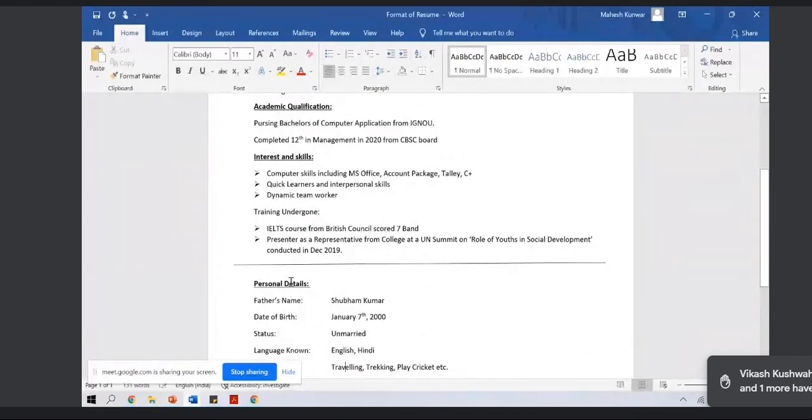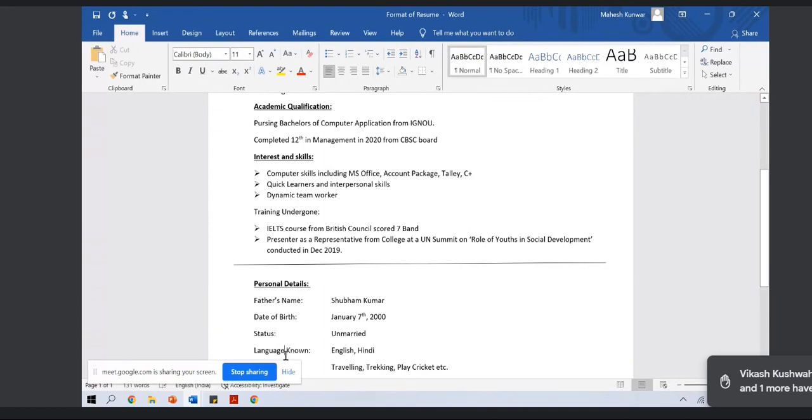And at last comes your personal details: your father's name, your date of birth, status. For status, don't mention married and single. Don't mention single. You will never be single, double. You will be married or unmarried. You are unmarried and then married, or then the future will decide. Okay. Then languages known.